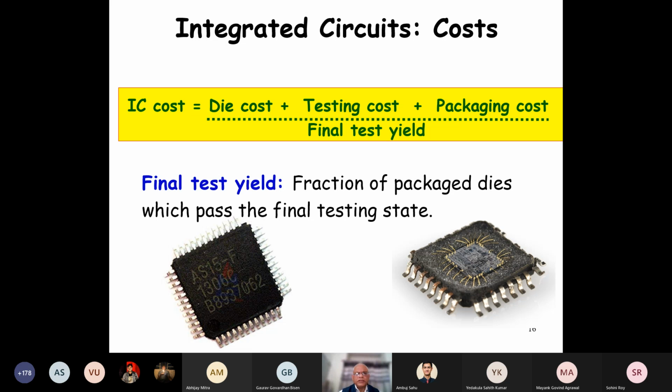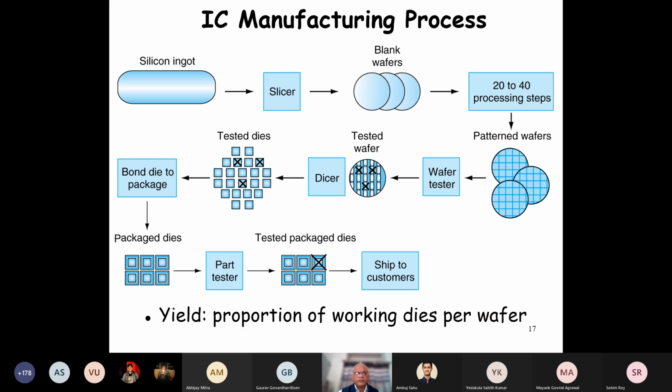After we test the chip, we find that some are bad, we throw them. So if 50% is bad, our cost here doubles. If we look at the manufacturing process, we get a silicon ingot, slice it, create wafers out of it, and in the wafer we have these processing steps through which we have these patterns, and each one of these becomes a chip.